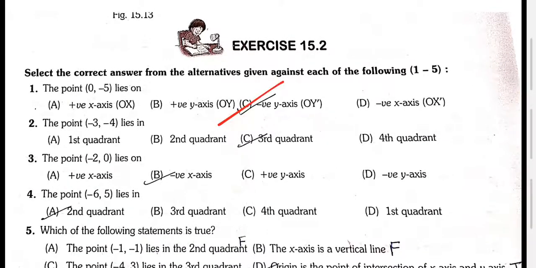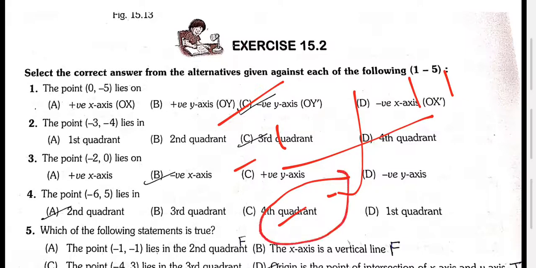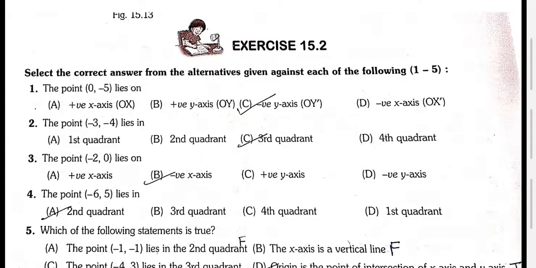Okay. Now the second one, the point (-3, -4). Remember this: plus plus, minus plus, minus minus. Then minus minus lies in what? Third quadrant. So you have to write here third quadrant. Don't look at the value, just look at the sign only.